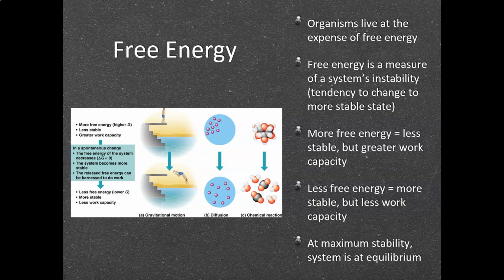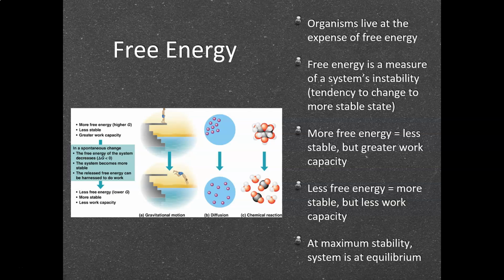So organisms are constantly living at the expense of that free energy. If I look at that free energy, it really is the measure overall of the system's instability, right? How much are these molecules moving apart? How much potential energy am I converting to kinetic energy as I'm going through chemical reactions or moving things, and so on and so forth? The tendency to change to more stable states, right?